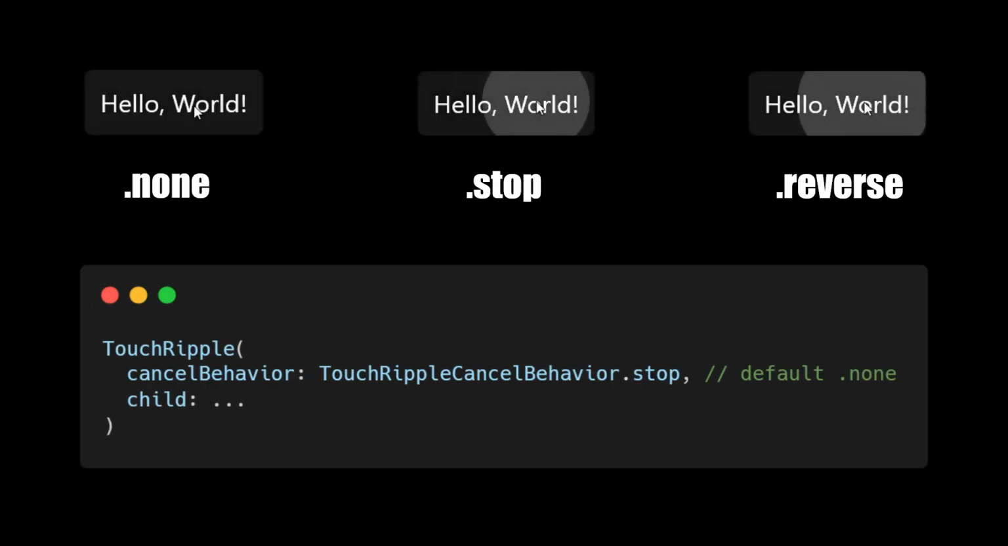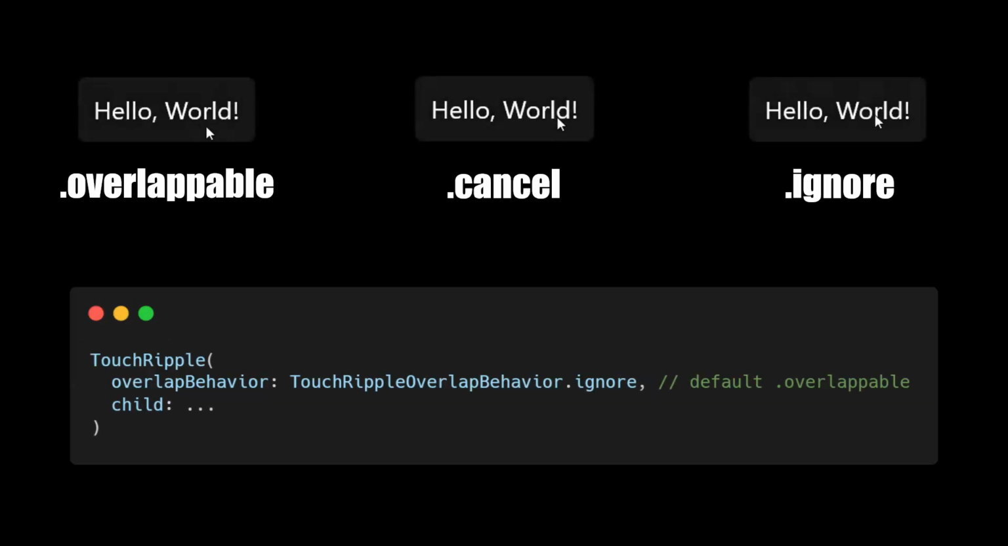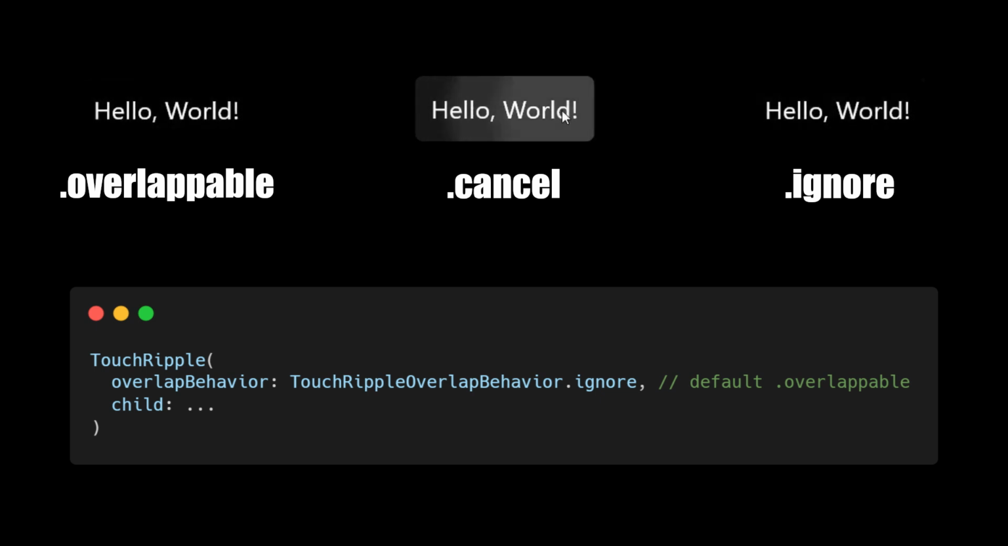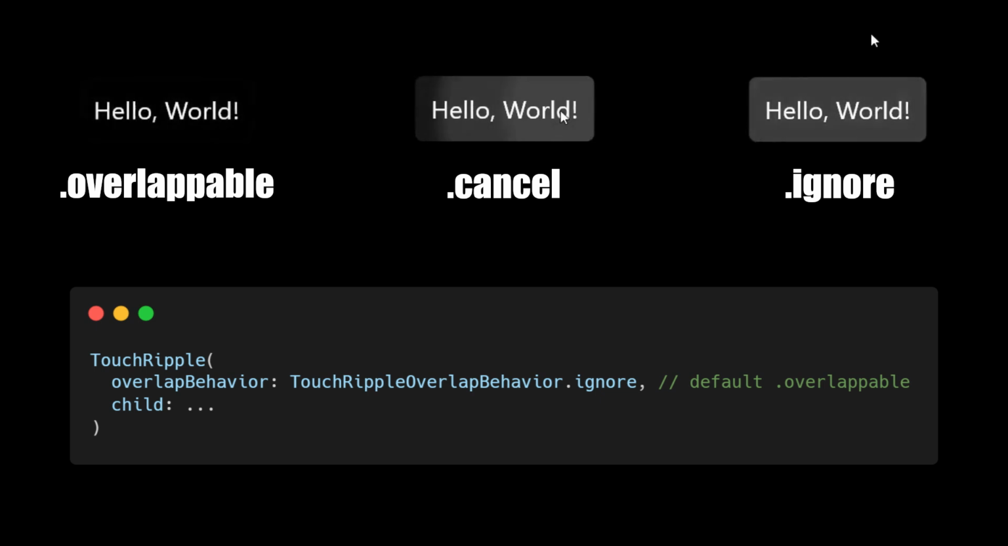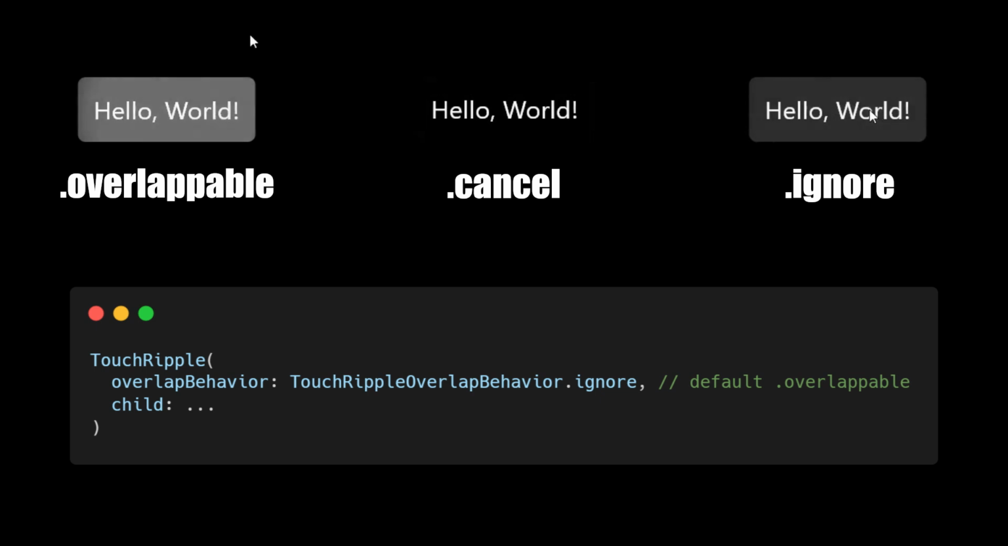The cancelBehavior property dictates how the ripple animation looks when it's canceled. You can choose none so that there is no action when it's canceled. Use stop to stop the expansion of the ripple animation, or use reverse to reverse the ripple animation. The overlapBehavior property defines how ripples interact when they overlap. Choose overlappable to allow ripples to overlap each other. Use cancel to have overlapping ripples cancel out previous ones, or use ignore to ignore overlapping effects.